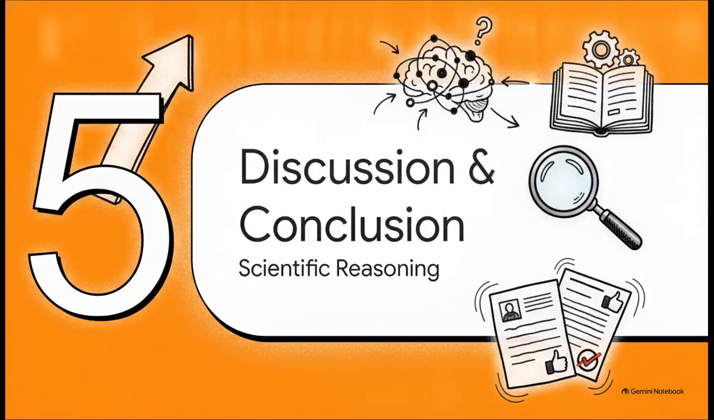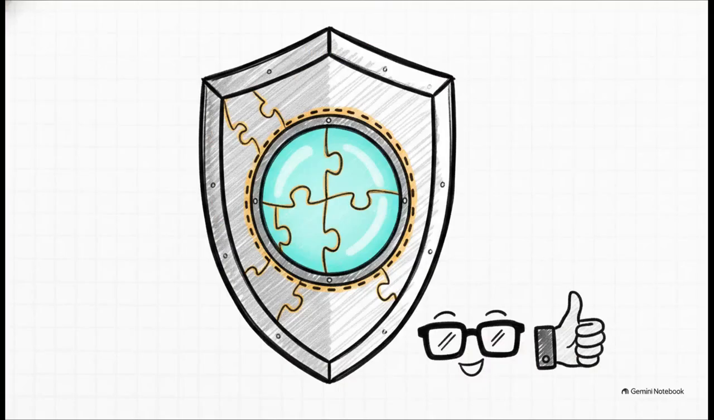Section 5. Discussion and conclusion. The scientific reasoning. Remember, the discussion is definitely not the place to just repeat your results. The reviewer already read those. This is where you have to rigorously explain why those results occurred. And a hugely crucial part of that scientific reasoning is acknowledging your limitations.